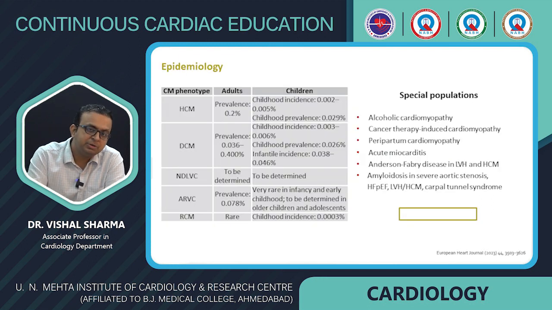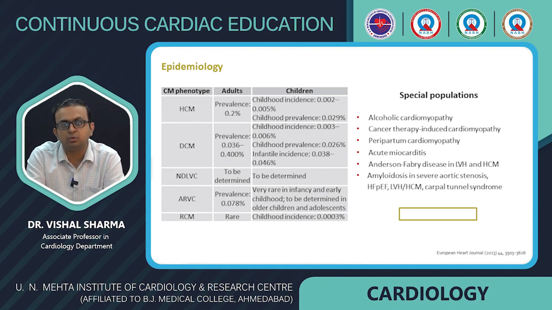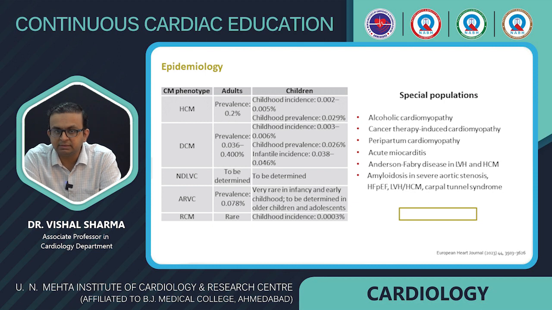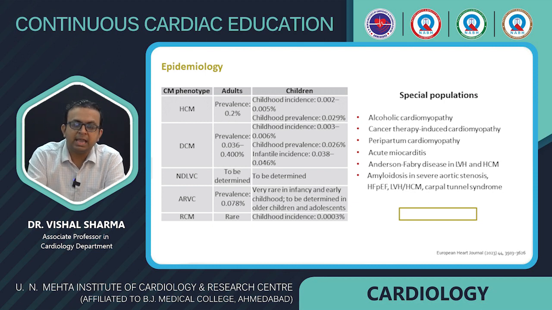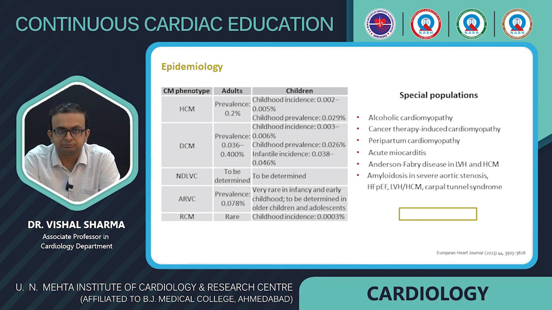Just in epidemiology, in the general population, the prevalence of HCM and DCM is around 0.1 to 0.2%. For ARVC, it is around 0.07 to 0.1%. Non-dilated left ventricular cardiomyopathy and RCM are relatively rare.